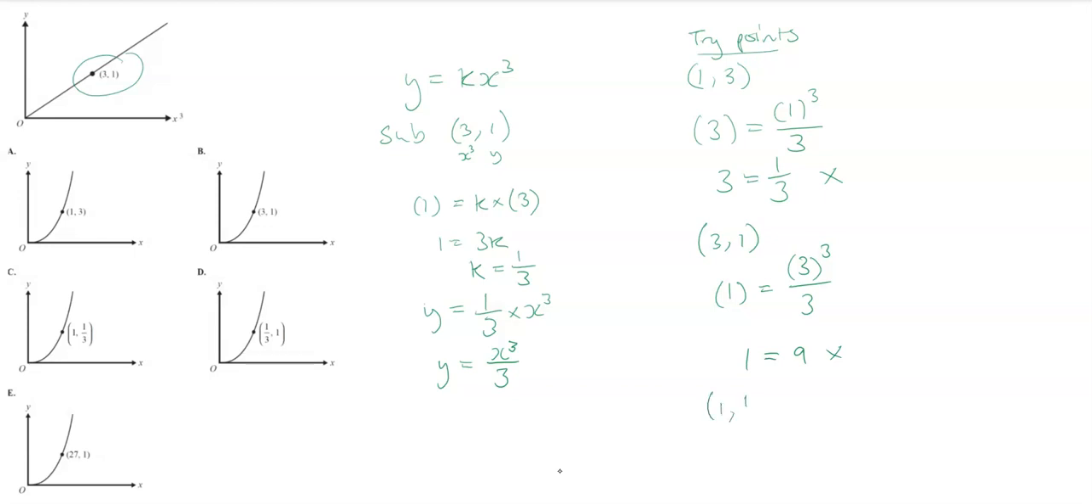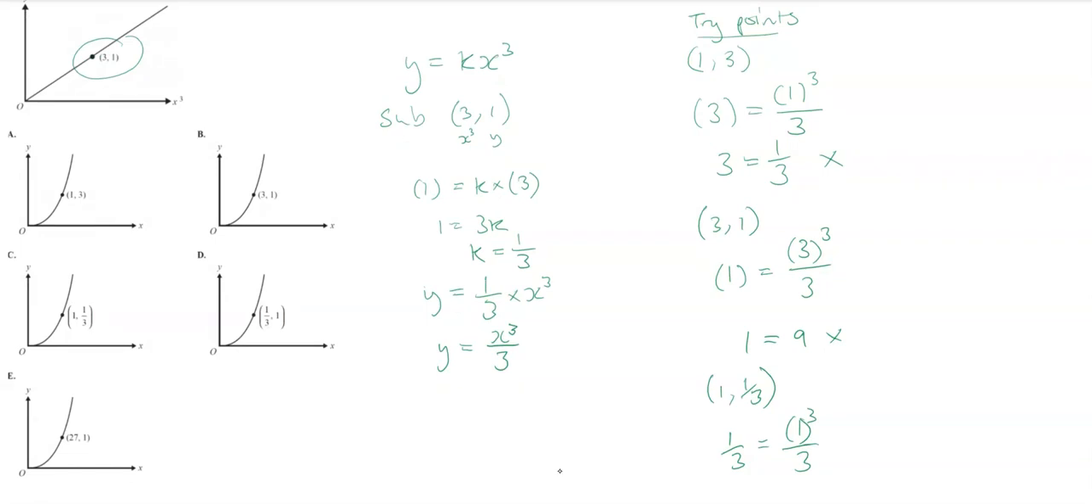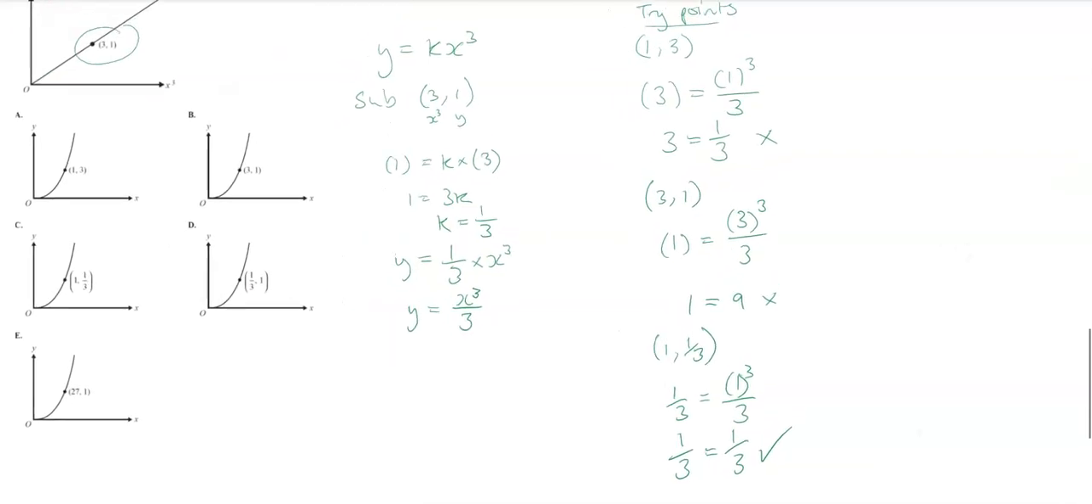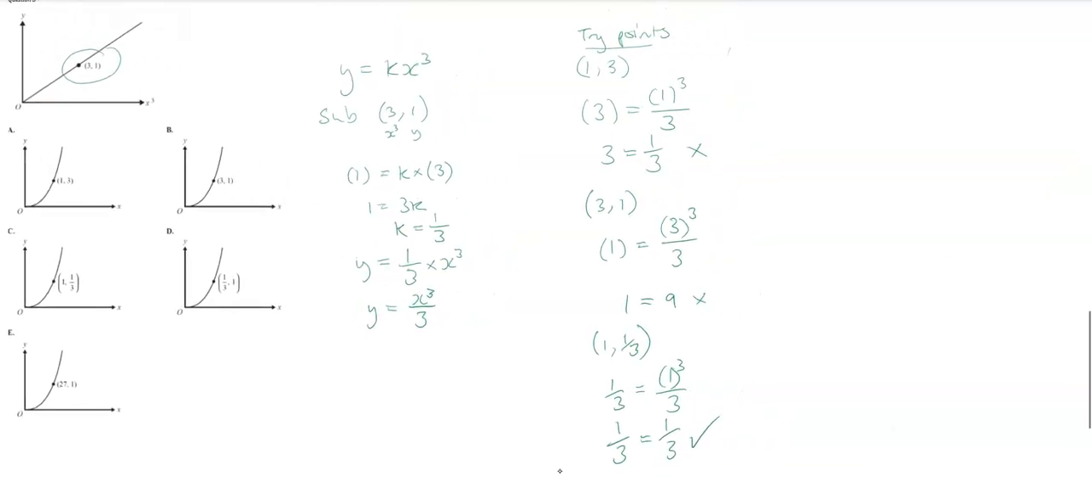Now we're going to try C, which is 1, 1/3. Subbing these in, we end up with 1/3 equals 1 cubed over 3. 1 cubed is actually 1, so that means that 1/3 equals 1/3. So this is now true, so that one works.